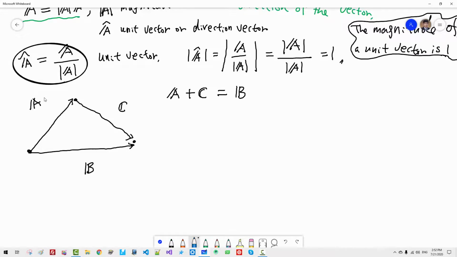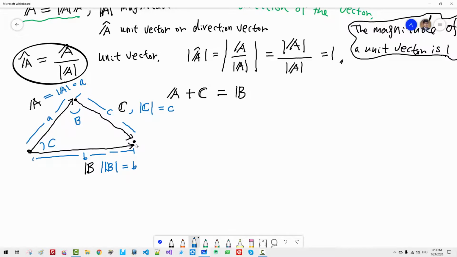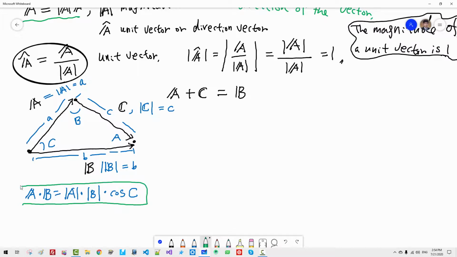We denote the magnitude of A like this, or just A, lowercase a. We denote the magnitude of B, B bar, or just B. We denote the magnitude of C, C bar, just C. So this is A, and this is B, and this is C. I will denote this angle C, this angle B, this angle A. A dot B is defined magnitude of A times magnitude of B times cosine angle between vector A and vector B is C. This is the definition of dot product.